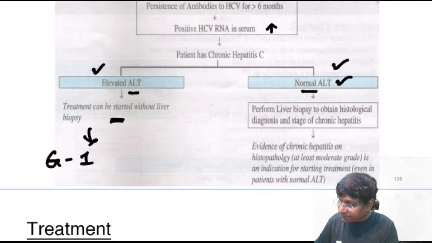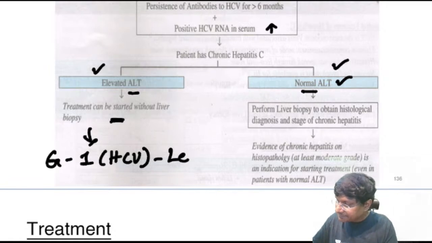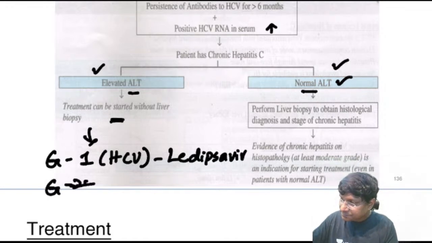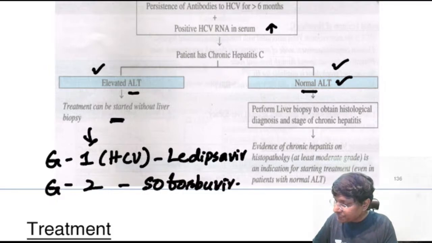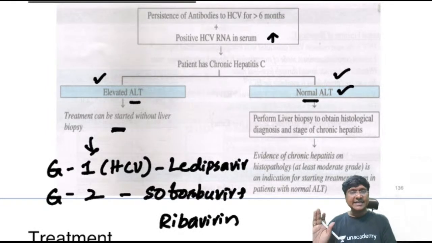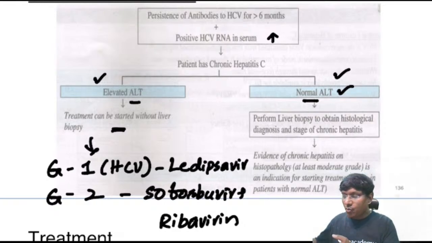And if you want to treat, what is the drug that we give? For genotype 1 of HCV, the drug of choice will be ledipasvir. And for genotype 2 of hepatitis C virus, the drug of choice will be sofosbuvir, plus we also give ribavirin. So that is the treatment for hepatitis C virus, the one having the highest malignant potential and the highest tendency for chronicity. So this completes the quick discussion of viral hepatitis.